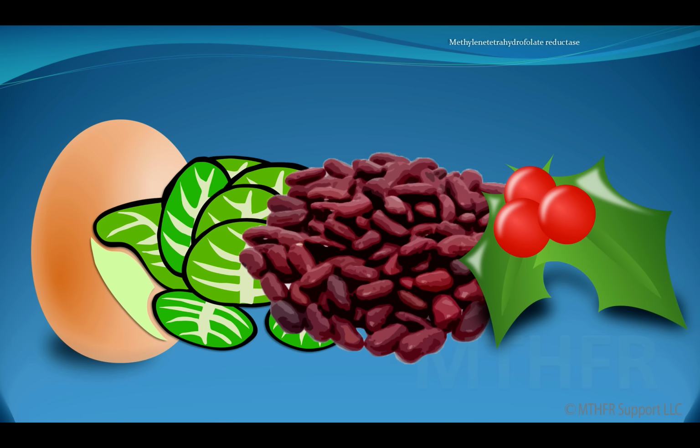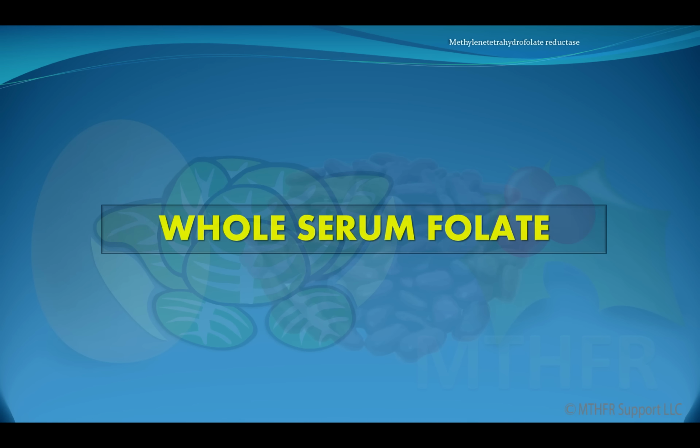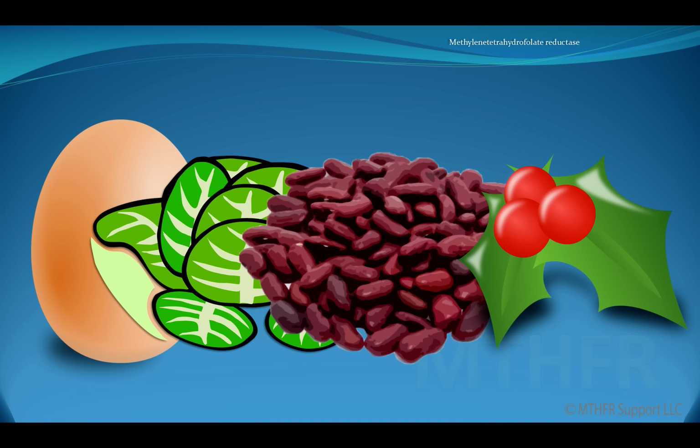The next step would be for your doctor to test whole serum folate. If you are eating a diet rich in natural folate such as leafy greens, beans, eggs, and berries, and your folate is still low, then your doctor will want to consider giving you a more active bioavailable form of folate.